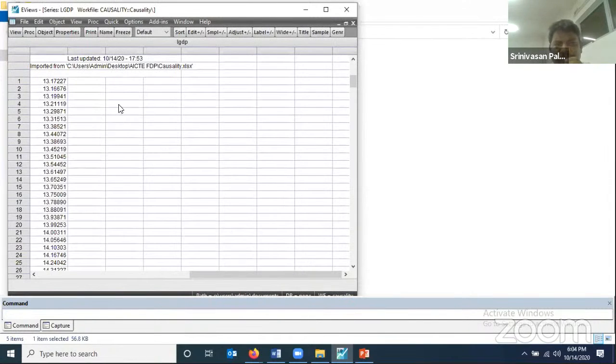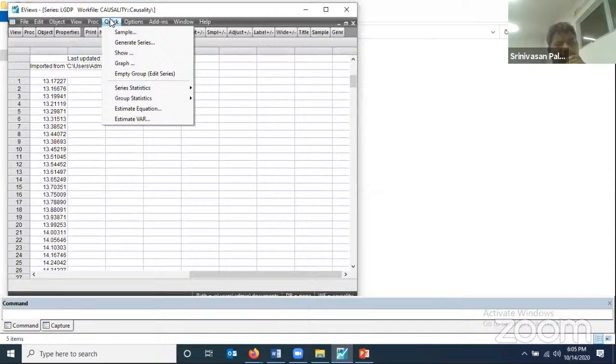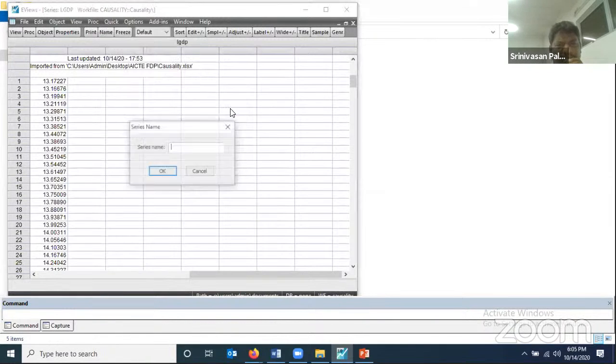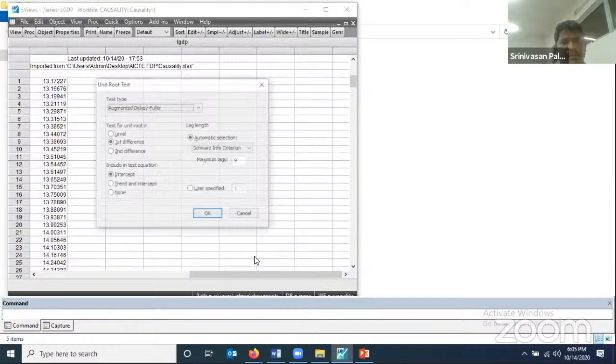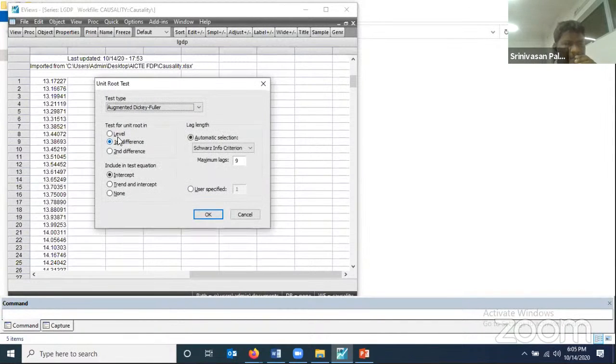Participants, please make a note. Go to View, then go to Unit Root Test. The unit root test is for the series. Click the series name, LGDP. So you get the ADF test. Start with level, first difference, second difference.